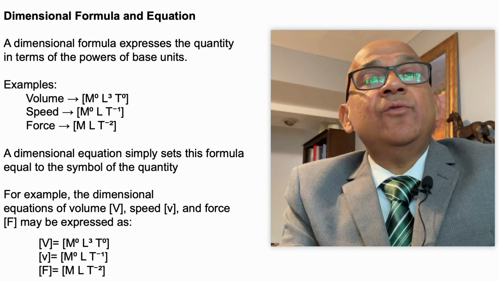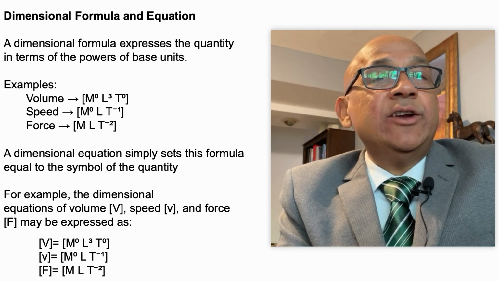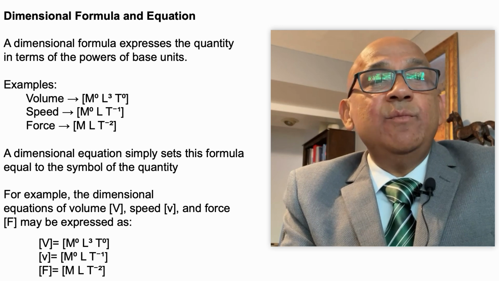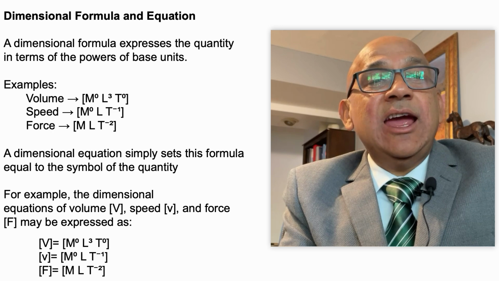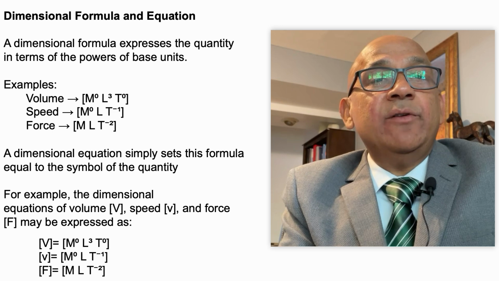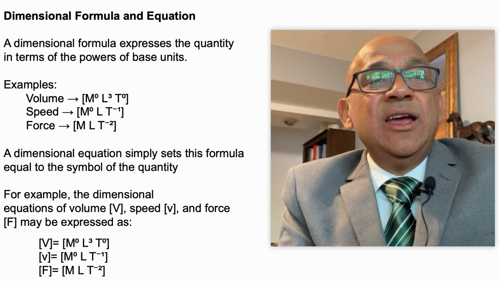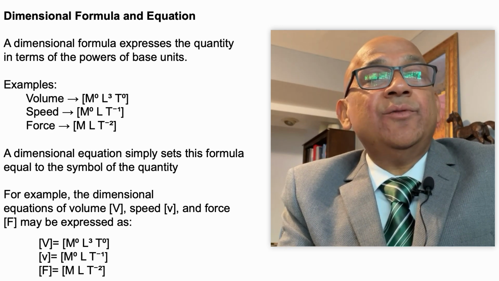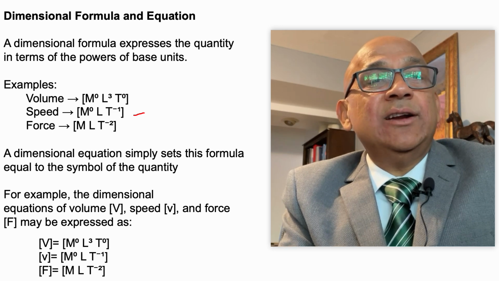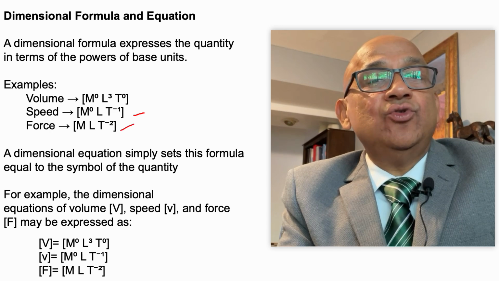Coming to dimensional formula and equation. A dimensional formula expresses the quantity in terms of the powers of the base units. For example, volume can be written as M to the power of 0, L to the power of 3, and T to the power of 0. Similarly, the speed, which we discussed earlier, can also be represented as M to the power of 0, L to the power of 1, and T to the power of minus 1. And force can be represented as M L T to the power of minus 2.